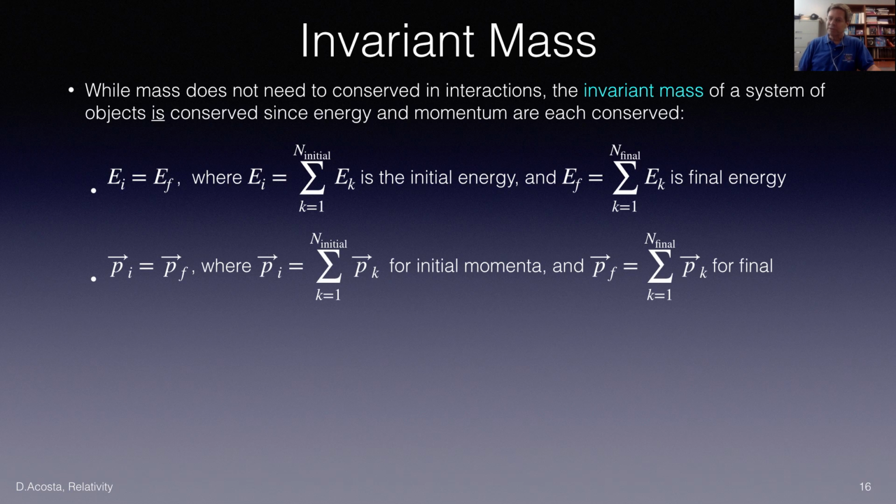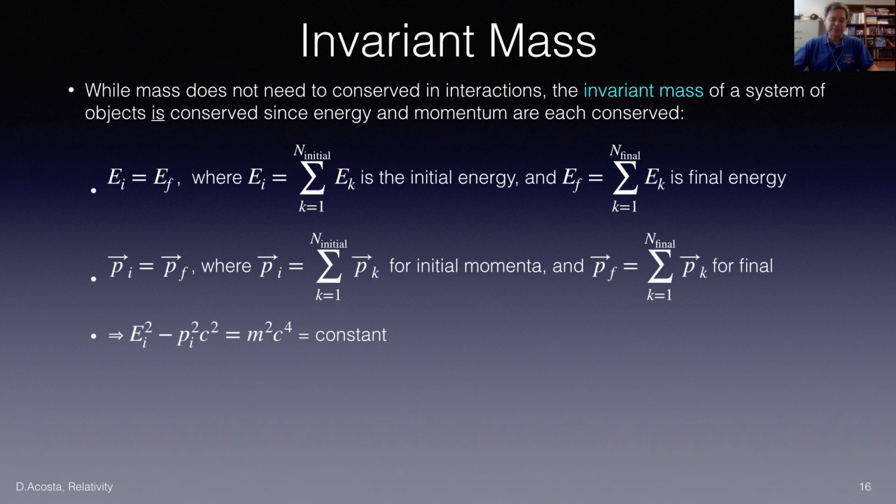We also learned that momentum is conserved, the three-dimensional momentum. So the initial momentum equals the final momentum, and there are three components of that, x, y, and z, where the initial momentum is the sum of the momenta of all the initial state objects, and the final state momentum is the sum of the momenta of all the final state objects.